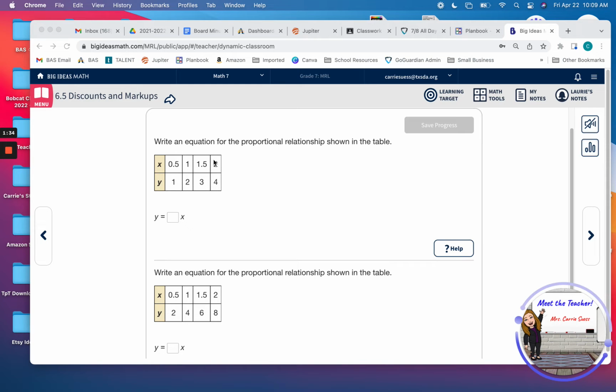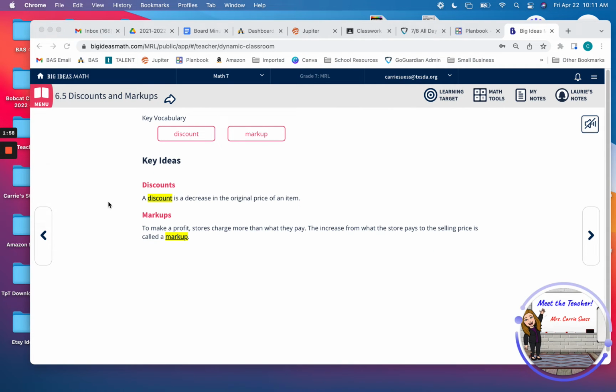Don't put that in yet. 1 over 0.5 simplified would be divide 1 by 0.5. 2. So you get 2. So your k value or rate of change value should be 2. Okay, try the next one.